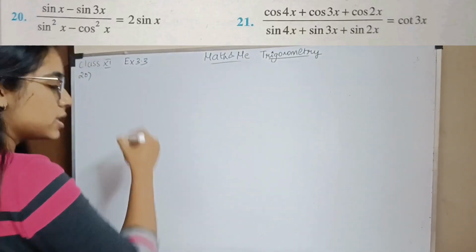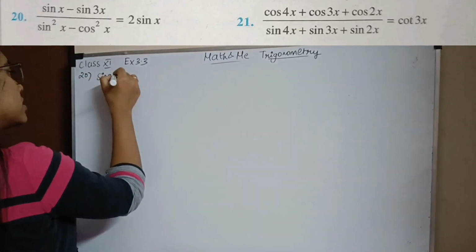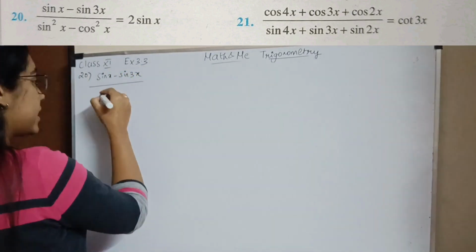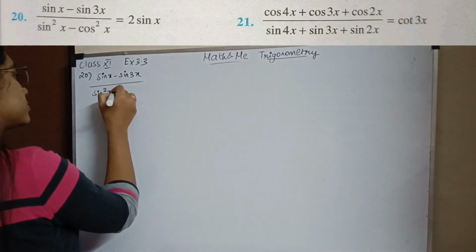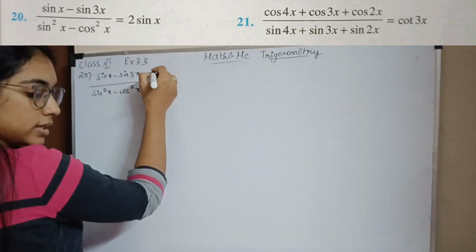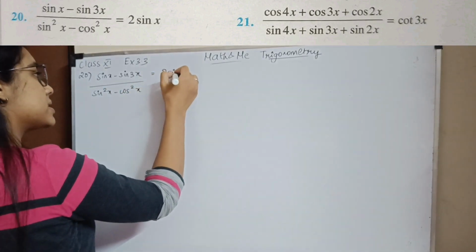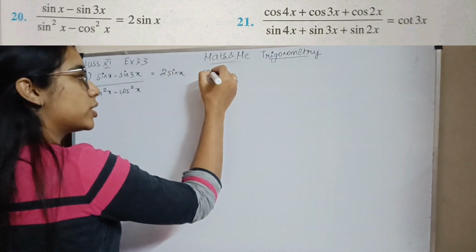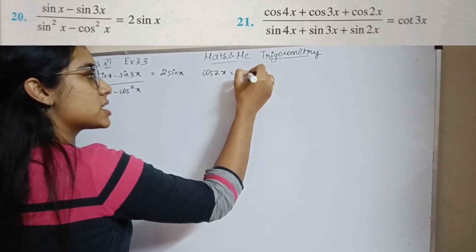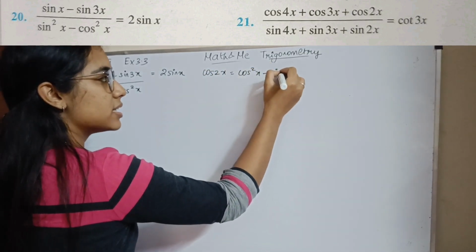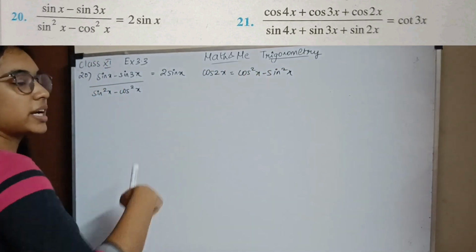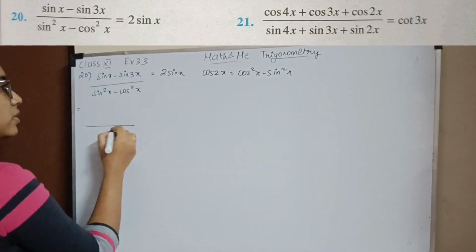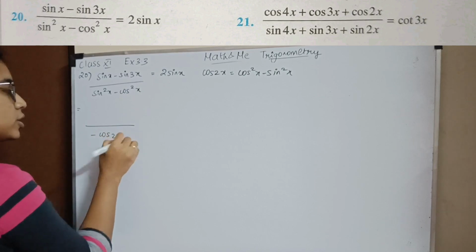Question number 20. (sin x minus sin 3x) divided by (sin square x minus cos square x) equals 2 sin x. If you look at sin square x minus cos square x, what do you think? You know that cos 2x is cos square x minus sin square x. So, sin square x minus cos square x will be minus cos 2x. Correct? So, your denominator will become minus cos 2x.